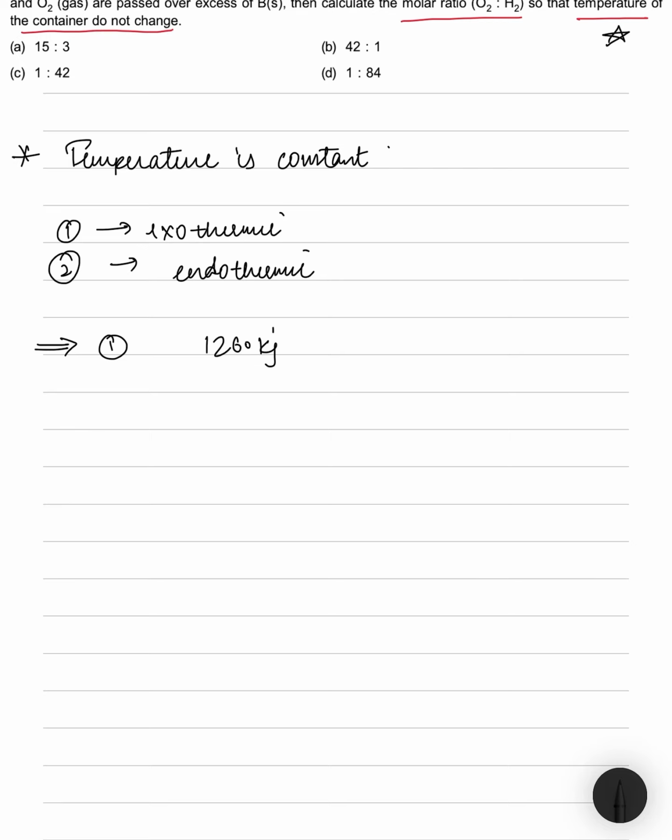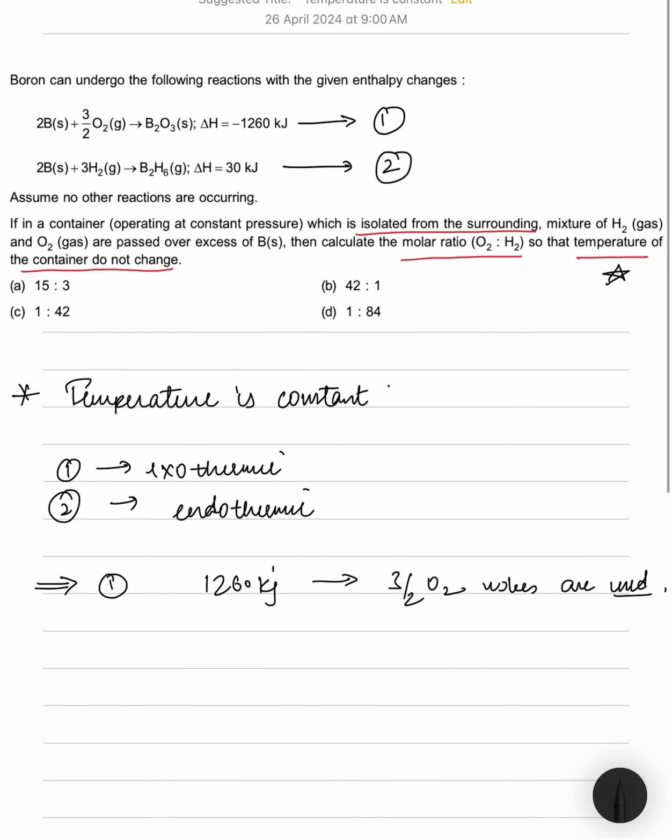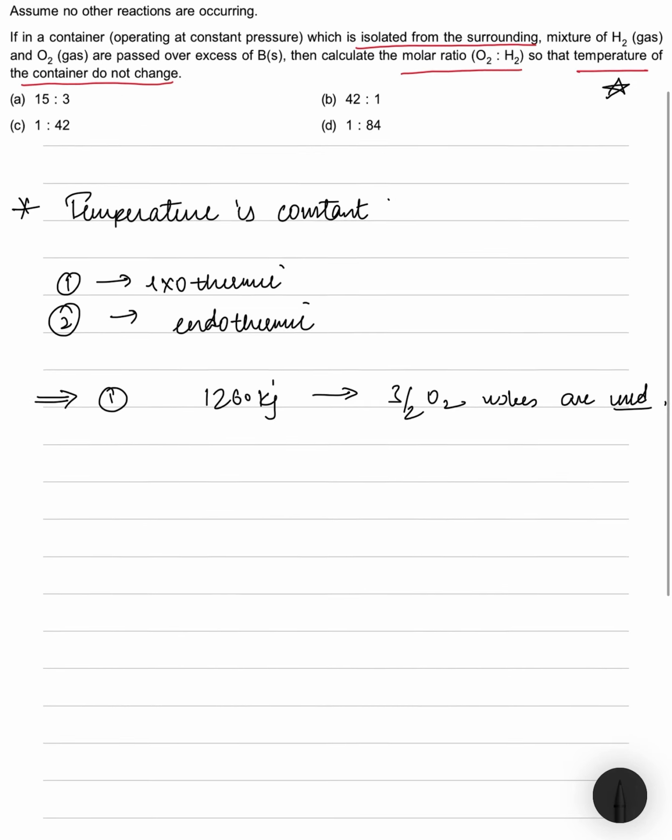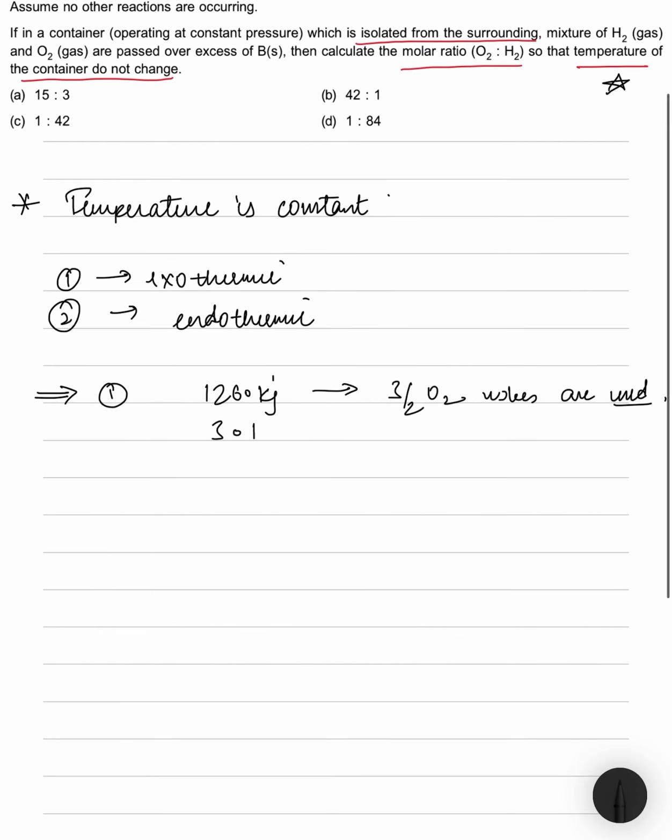So we can say that 1260 kilojoule of heat is released when 3 by 2 moles of O2 are utilized, right? And if 30 kilojoule of heat is there, then how many moles of O2 will be required? So it will be 3 by 2 into 30 divided by 1260, right?